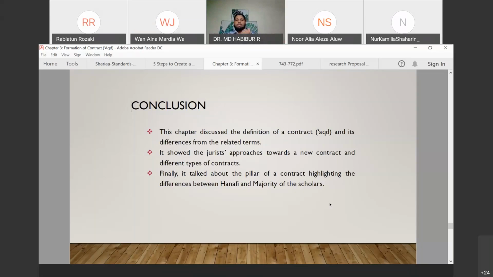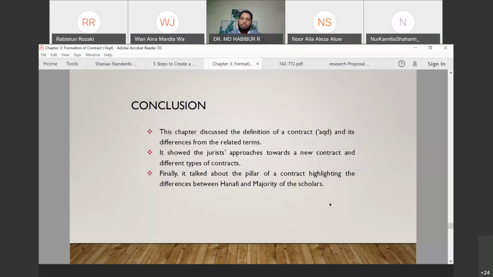All right. Also, we discussed many types of contract: unilateral and bilateral. And we discussed there are 6 categories of bilateral contract. We discussed with the examples. And finally, we discussed the pillars of the contract. And there are 2 opinions, Hanafi and majority.